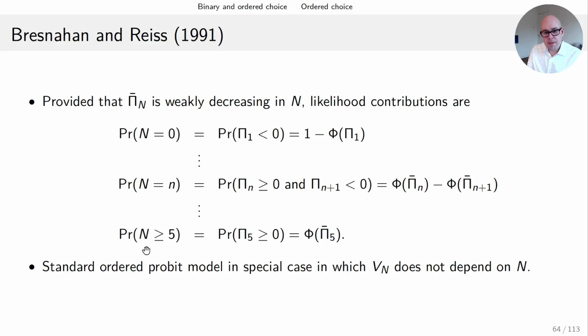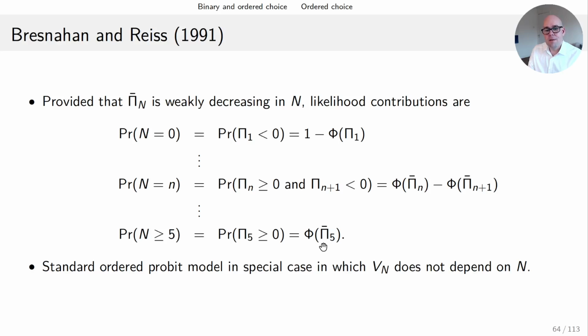And then the last choice probability for this model is the probability that n is at least 5. So that will be the probability that industry profits for 5 firms are non-negative, and that will be the probability that pi 5 bar plus epsilon is positive, and that is the probability that epsilon is bigger than minus pi 5 bar, and that can be written as the standard normal CDF evaluated at pi 5 bar.